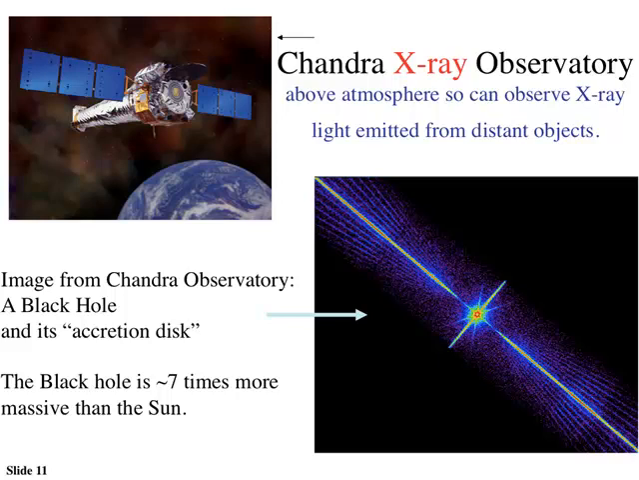This is actually an X-ray image of gas orbiting around a black hole that was taken by this Chandra X-ray satellite. This is a huge black hole. It's 7 times more massive than the sun. What's happening is it's got so much gravity, the gas is going around it so fast and gets so dense that it emits light in the X-ray. It's very, very hot, so it's emitting light in the X-ray.